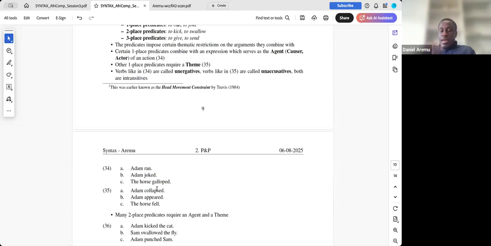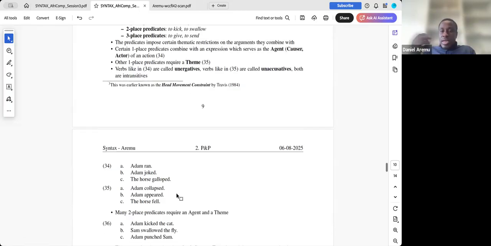So we can see that a one-place predicate can take either an agent, as in the examples in 34, or a team, as in the examples in 35. If we say Adam appeared, that is also a team, or the horse fell. The horse is not the agent, it's like the team. So something happened to the horse, which is falling, basically. So in 34 and 35, all the predicates are one-place, but the theta role of the one argument that these verbs are taking differs depending on where the argument starts from.